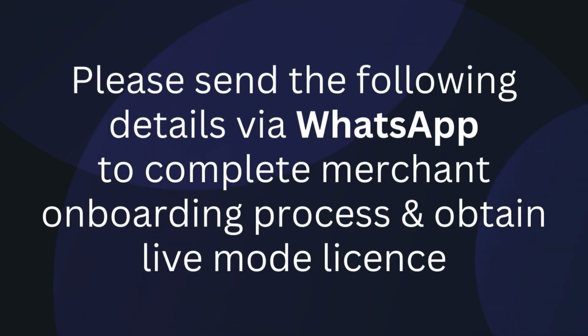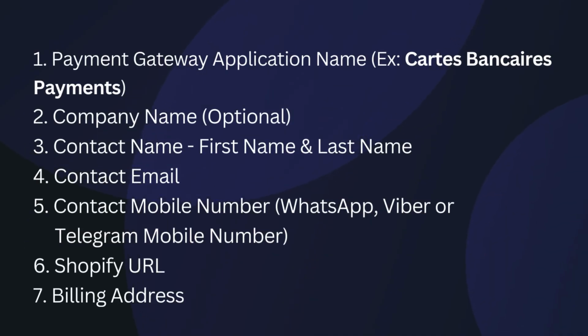Please send the following details via WhatsApp to complete the merchant onboarding process and obtain live mode license. 1. Payment gateway application name, example, Cates Bancares payment. 2. Company name, optional. 3. Contact name, first name and last name. 4. Contact email. 5. Contact mobile number, WhatsApp, Viber, or Telegram mobile number. 6. Shopify URL. 7. Billing address.